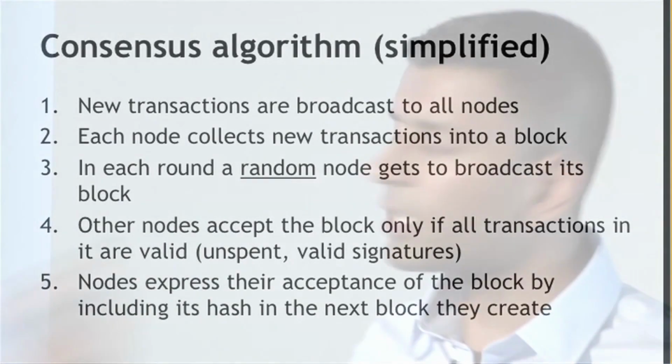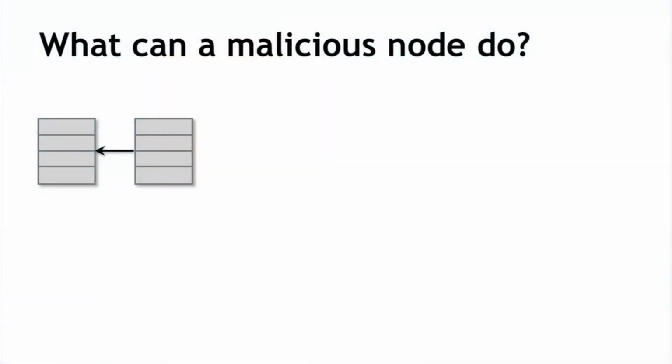Right. So now let's try to understand why this consensus algorithm works. And the way I like to understand this is, instead of asking why this works, let's try to ask, how can a malicious adversary try to subvert this process? So let's look at that for a second. So here we have a couple of blocks in the blockchain.